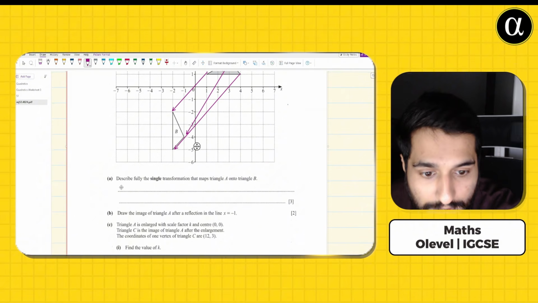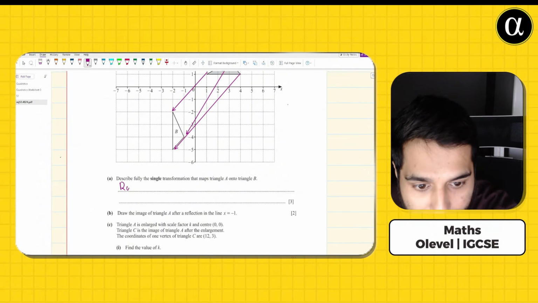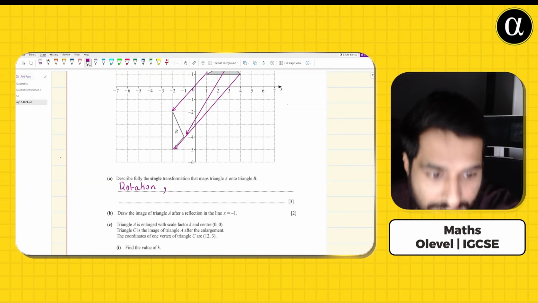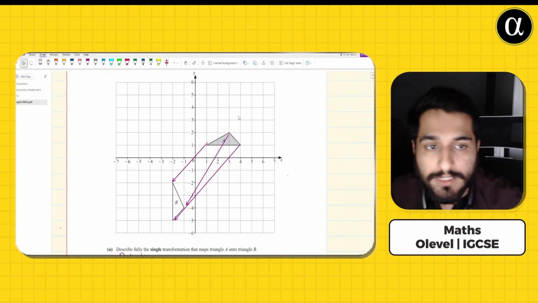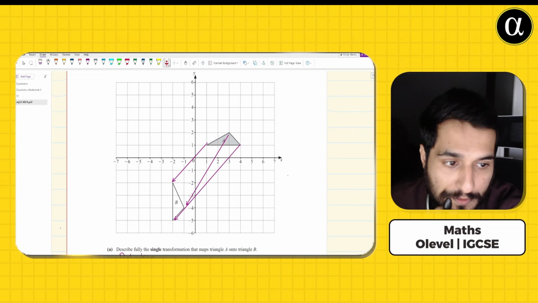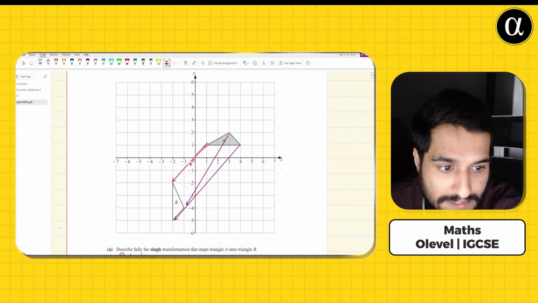And what are we supposed to write for the case of rotation? The first thing we'll write is going to be the type of transformation, that is rotation. The second thing that we write is the center of rotation. Now how do you find the center of rotation? There are numerous ways, trial and error. You can also do the perpendicular bisectors and everything.